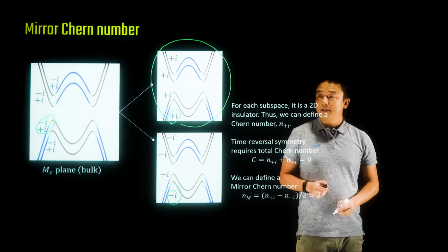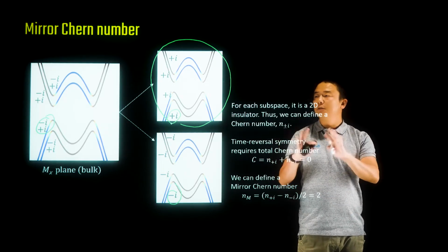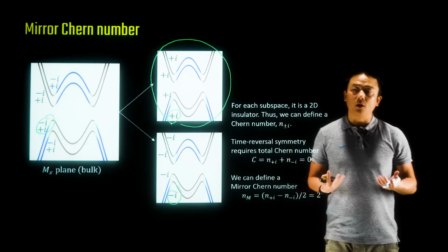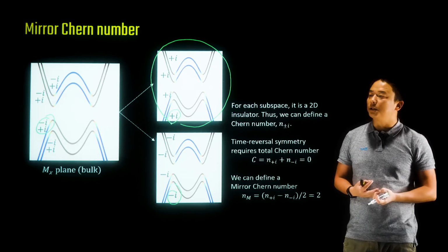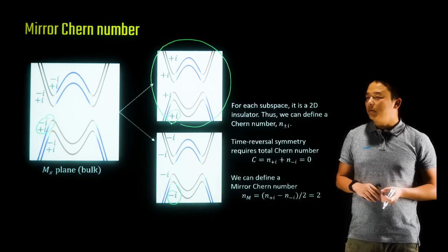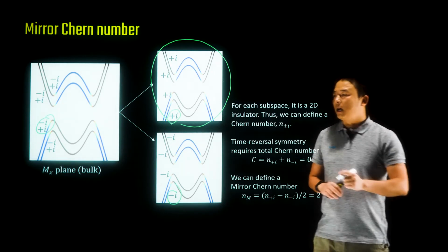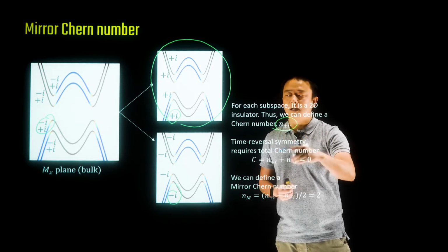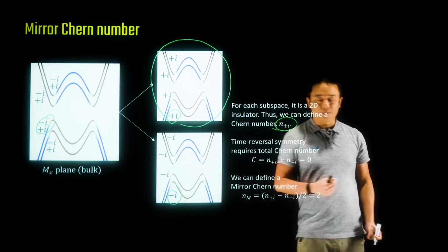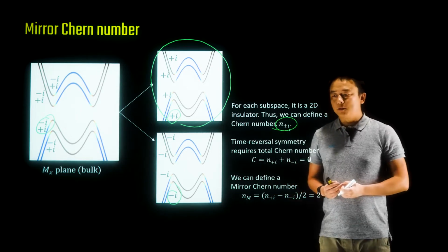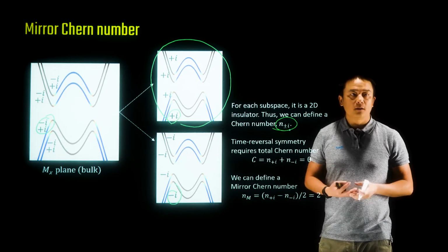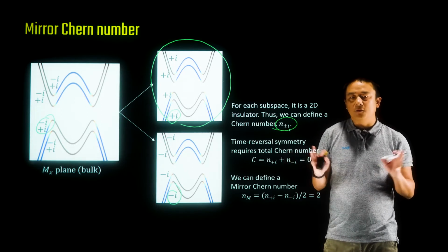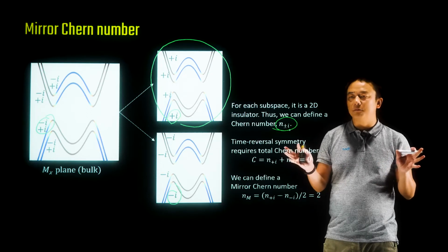Because it's a 2D insulator, we already learned about this from the quantum Hall effect or Chern insulator. For a 2D insulator, we can always define a Chern number for all the valence bands. For example, this Chern number is n plus i and n minus i for the two subgroups. If we have time reversal symmetry, it tells us the total Chern number will always be 0. Simply, if we have time reversal symmetry, we don't have quantum Hall effect.